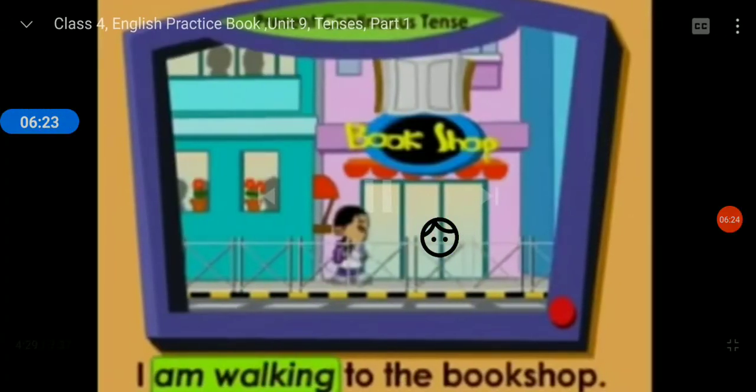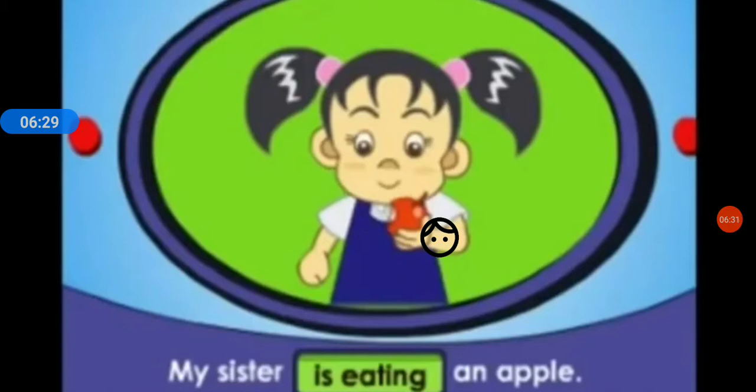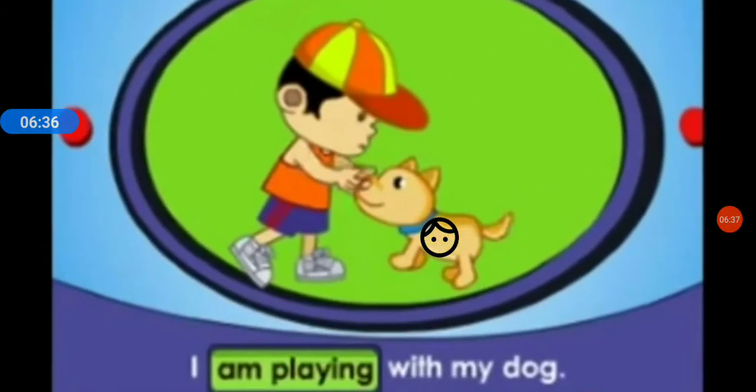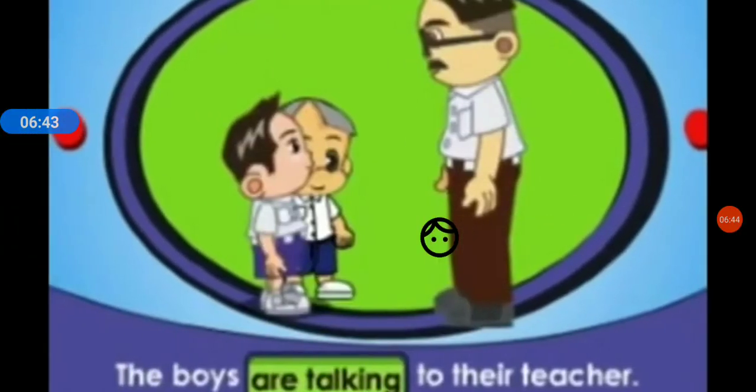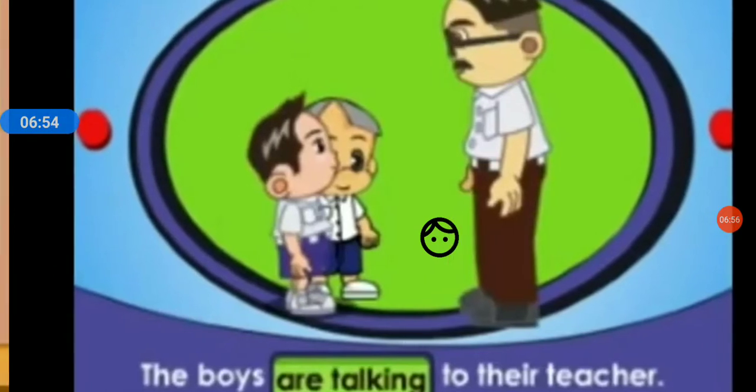I am walking to the bookshop. That means you are still walking to the bookshop. My sister is eating an apple. This means your sister is still eating an apple. I am playing with my dog. This means you are still playing with your dog in the present situation. The boys are talking to their teacher. With this picture we get to know that the boys are still talking to the teacher.